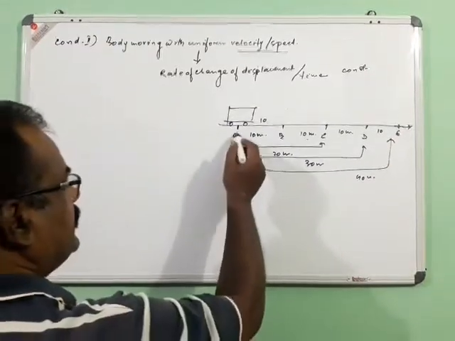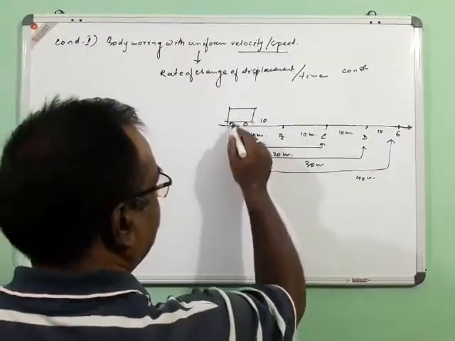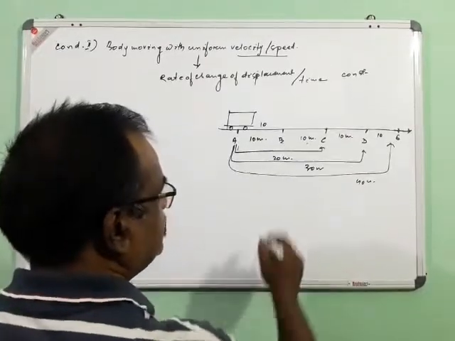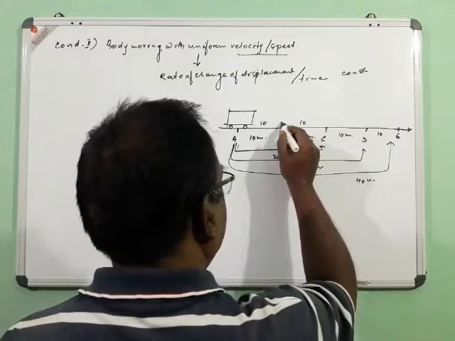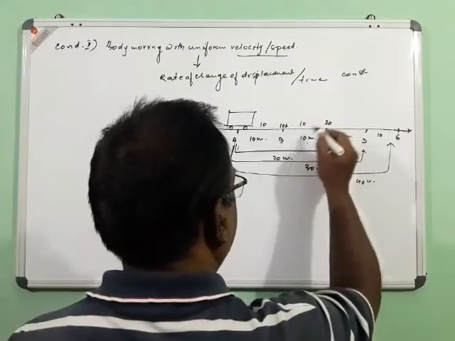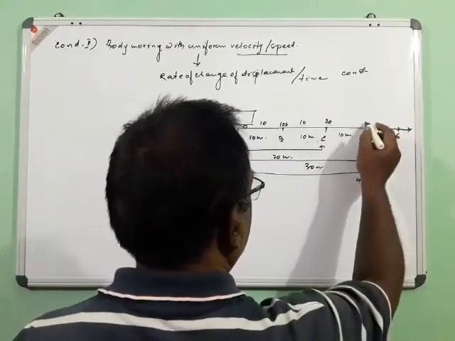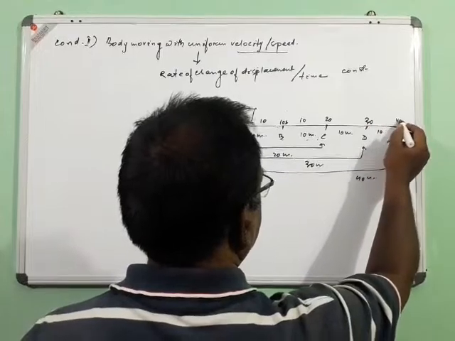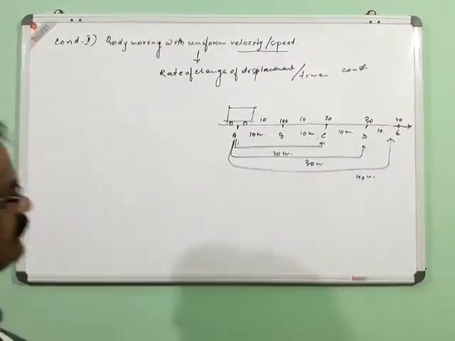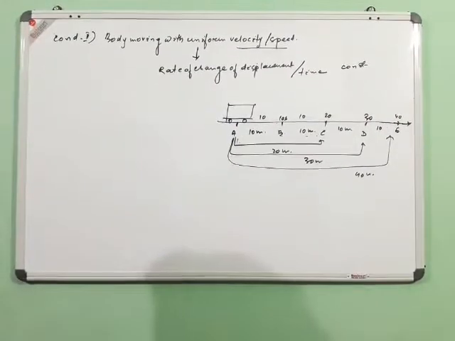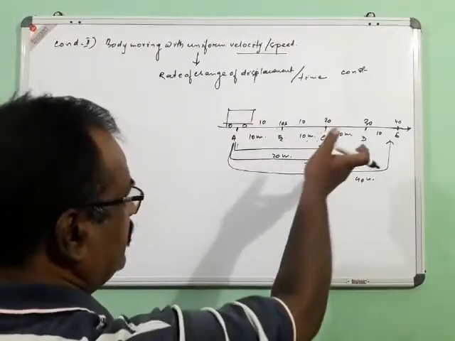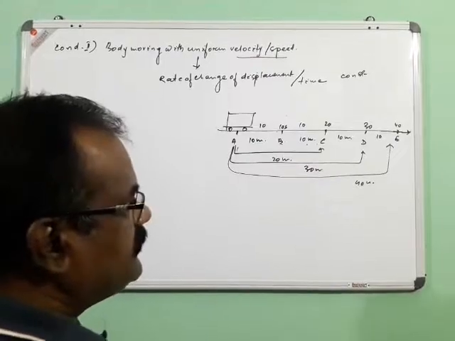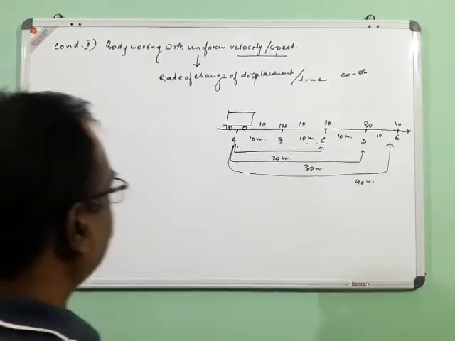Similarly, A to B takes 10 second, A to C takes 20 second, which indicates a further 10 second. Then 30 second, 40 second, so likewise it is proceeding. This is an example where the body is moving with uniform velocity because it is going in the same direction. So we can say that it is moving with uniform velocity or uniform speed.